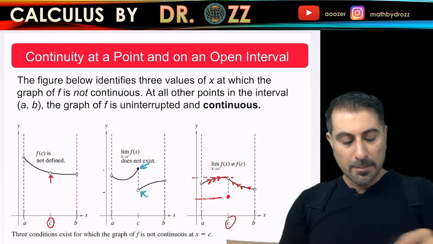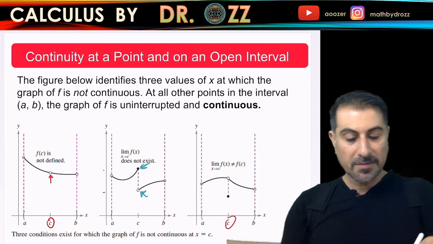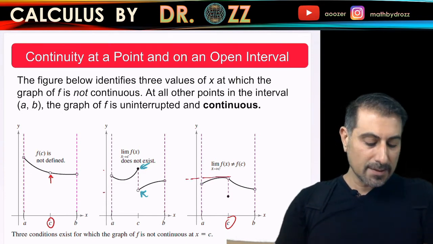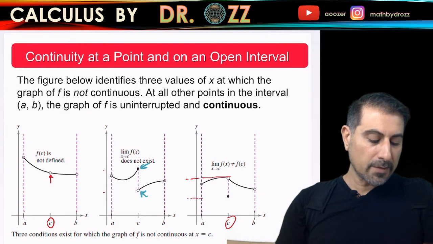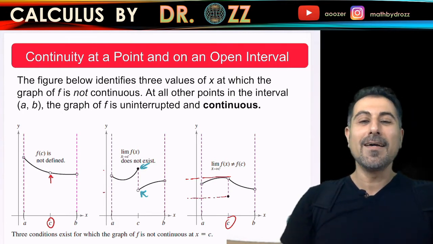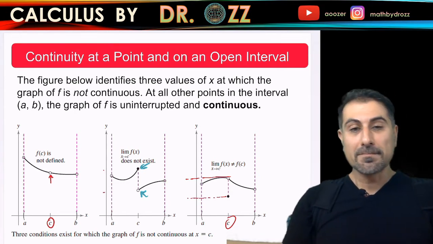However, the limit value, as you see, let me just clean this up real quick. The limit value, which is right here, is not the same as the value the function attains at x equals c. For that reason, this function is discontinuous.